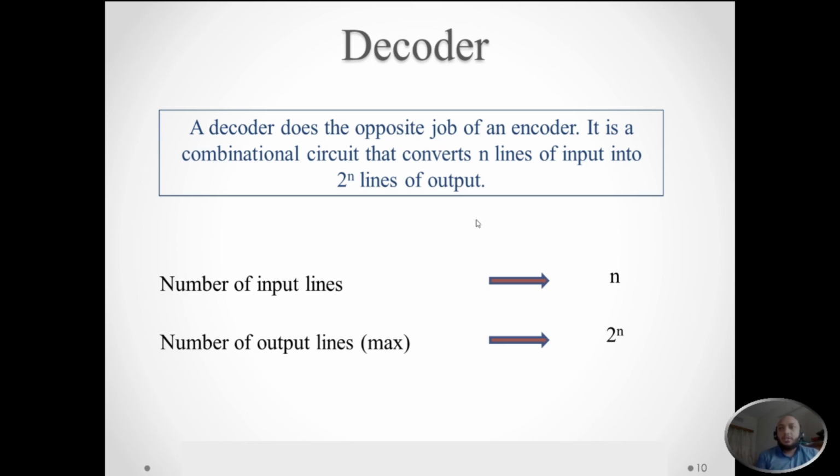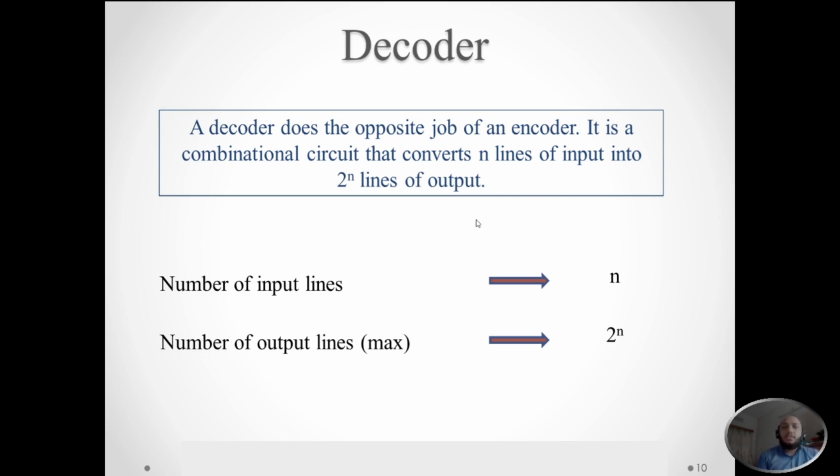Previously we talked about an example. When you press 5 on your keyboard, it is encoded to 101. But when you see the character 5 on your screen, that means the computer is converting the 101 into the character 5. So it is decoded to 5 and you can see the 5 on your screen. So this is an example of a decoder.